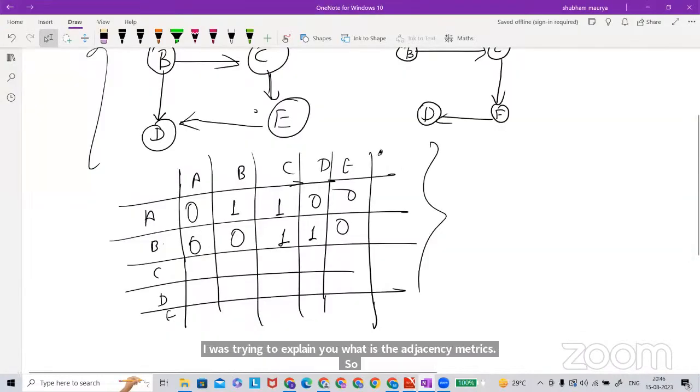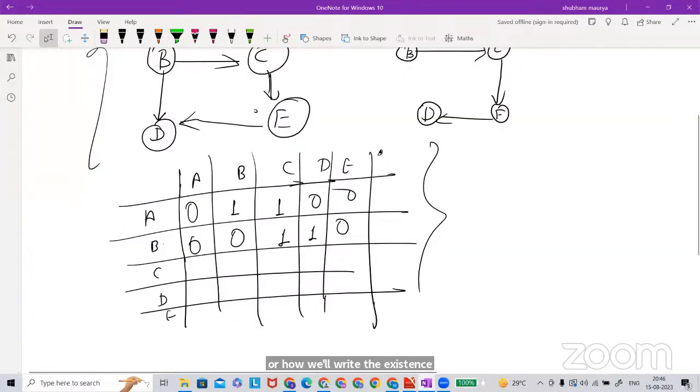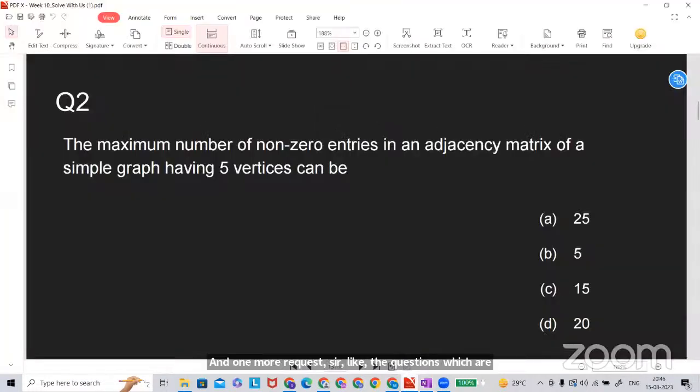Sir, one more request: if the questions planned in this session cover all the concepts of this week 10, it would be so good, sir. Yes, probably it will cover all the questions. It jumps to the adjacency matrix, but we'll see at least vertex coloring, like coloring the graph. We'll also see topological sorting in this slide.